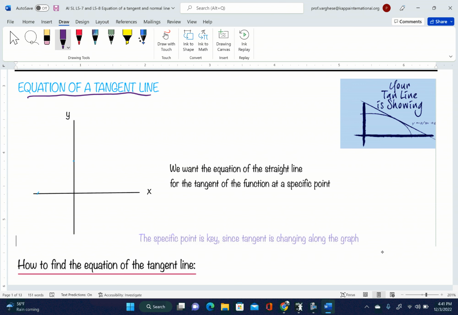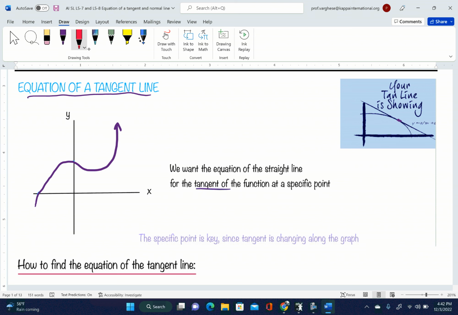So remember that tangent from geometry is where you have a function like this and your tangent line crosses at exactly one point. It shows the slope at that point, okay? So for example, if I have a function that looks something like this, I could find the tangent of a function at any specific point.